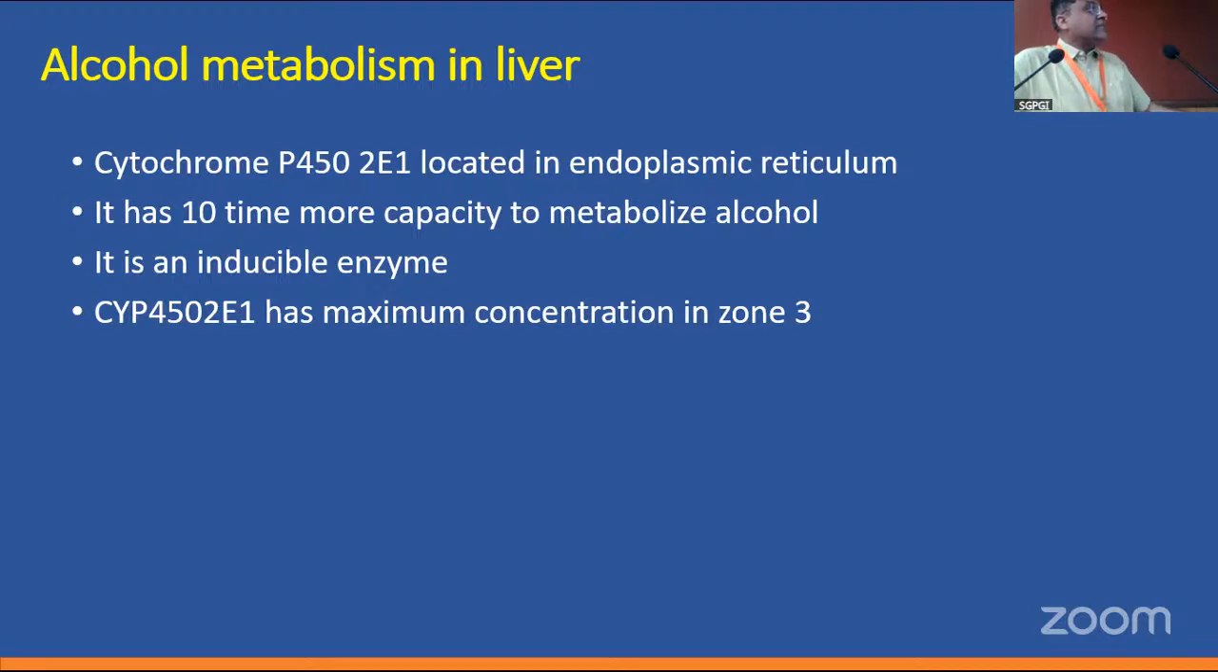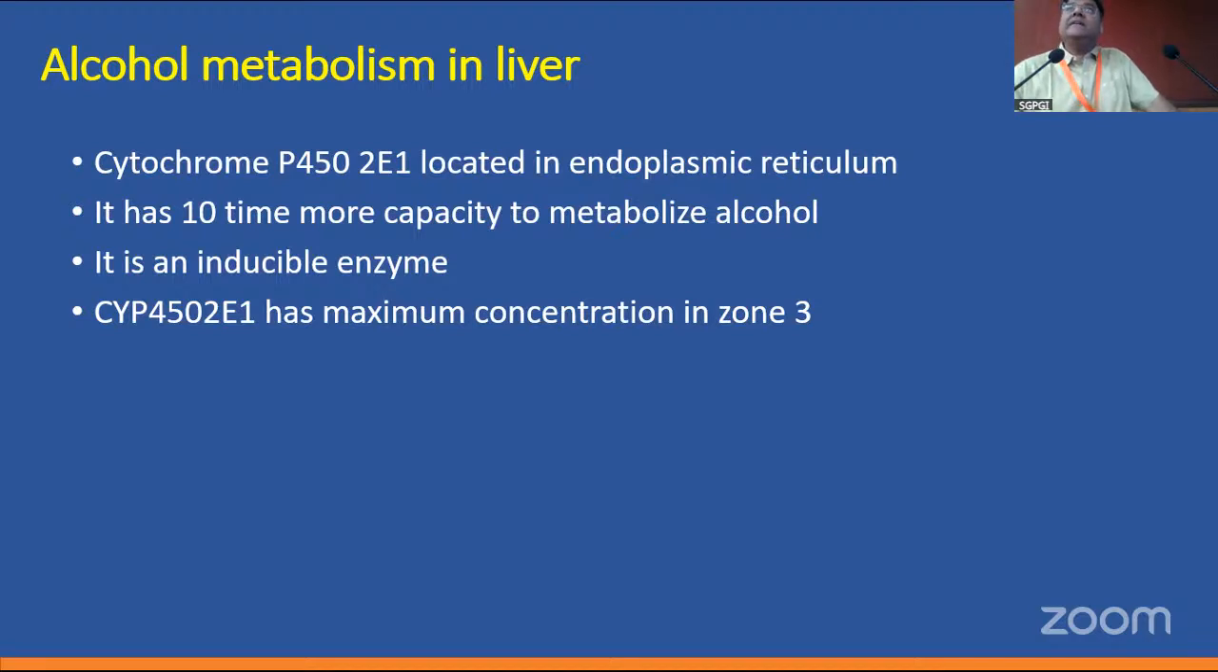So it has maximum concentration in zone 3. Maximum concentration in zone 3, maximum hypoxemia, all these things lead to lipid deposition in zone 3. That's why zone 3 is the predominant change, and the reason why in fatty liver disease most of the changes are located there. Because the same changes are found in fatty liver disease and alcoholic liver disease, it was called non-alcoholic fatty liver disease.